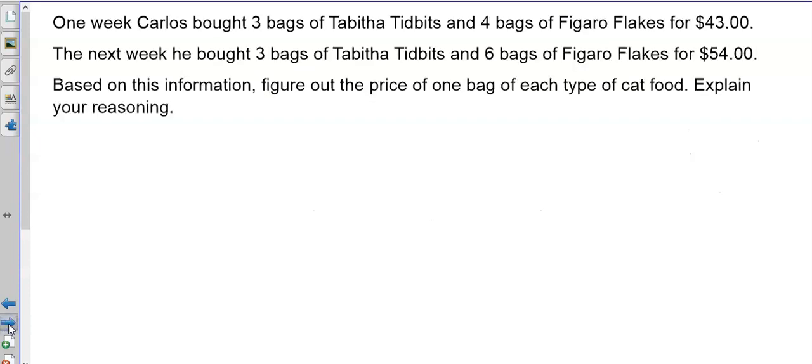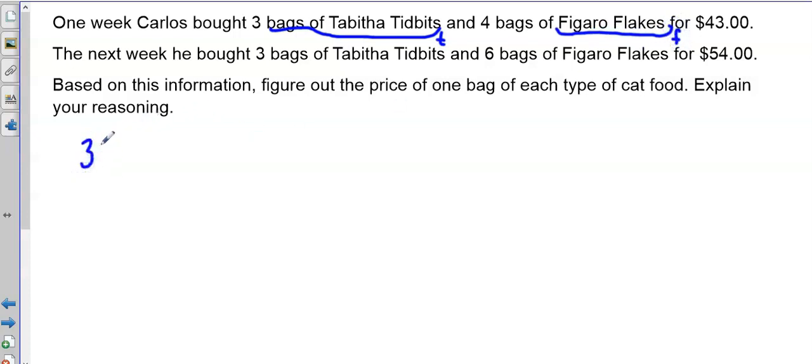One week, Carlos bought 3 bags of Tabitha Tidbits and 4 bags of Figaro Flakes for $43. The next week, he bought 3 bags of Tabitha Tidbits and 6 bags of Figaro Flakes for $54. Based on this information, figure out the price of 1 bag of each type of cat food and explain your reasoning. So I'm going to use T to represent the cost of a bag of Tabitha Tidbits, and I'll use F to represent the cost of a bag of Figaro Flakes.